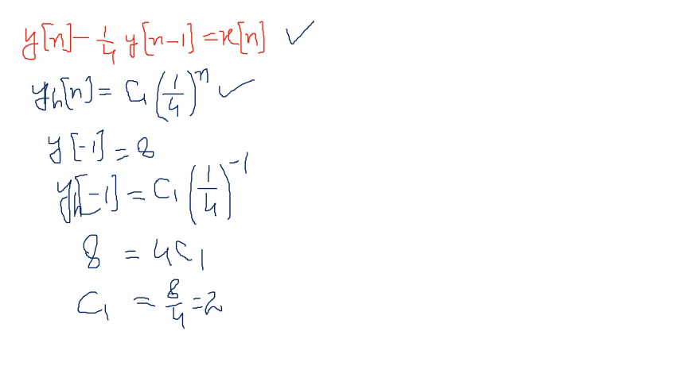So the natural response, represented by y_n(n), is obtained by just replacing the coefficient value in the homogeneous solution. We get the natural response equal to 2 times 1 by 4 to the power n.